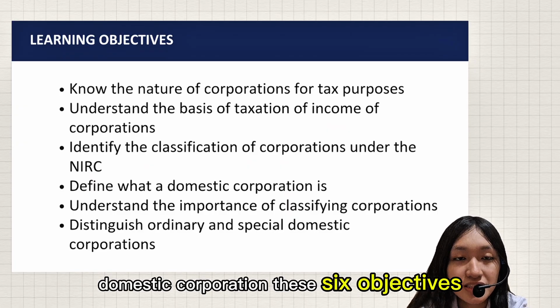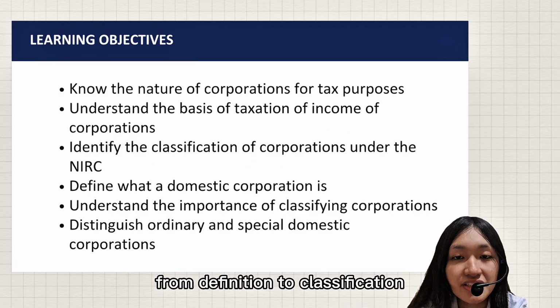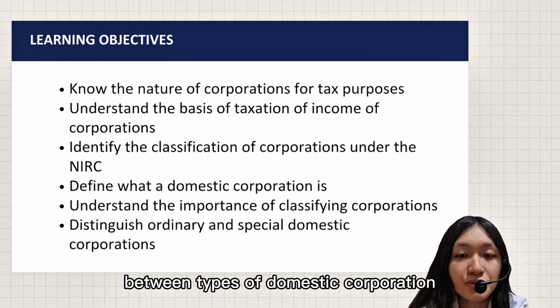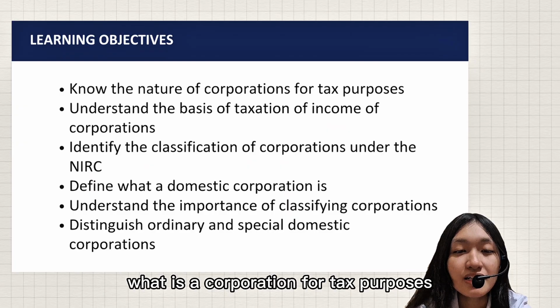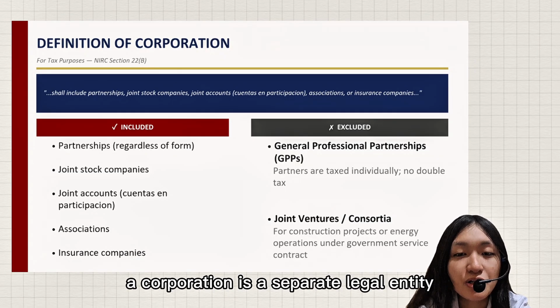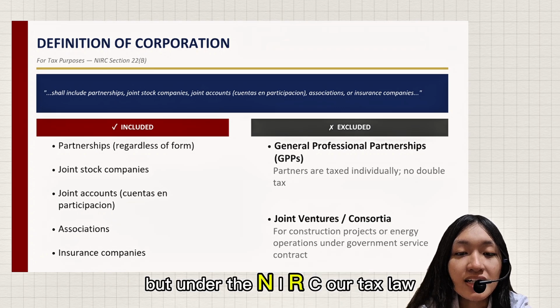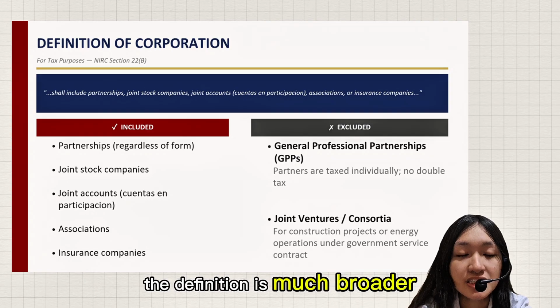These 6 objectives form the complete scope of our report, from definition to classification to the practical distinction between types of domestic corporation. What is a corporation for tax purposes? In everyday business language, a corporation is a separate legal entity registered with the Securities and Exchange Commission. But under the NIRC, our tax law, the definition is much broader.